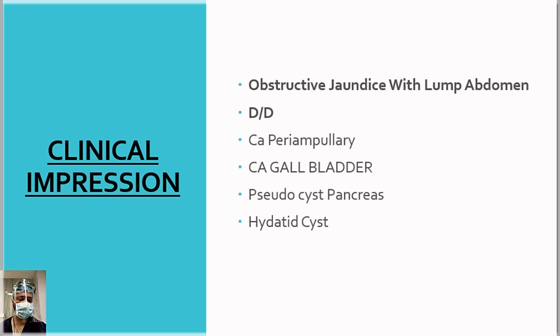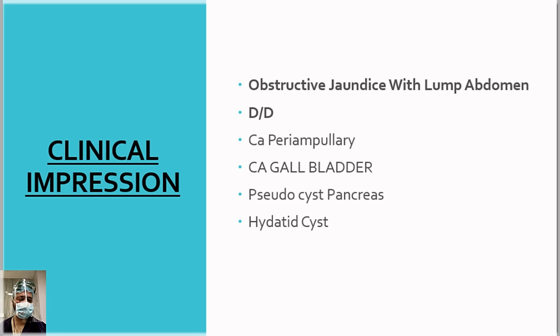So why we have kept the diagnosis of CA periampullary as a first possibility is that it is an elderly male with a short history of jaundice, that is 2 months history of painless progressive jaundice. Though there was a history of pain abdomen 8 months back, we thought these two events were not related. So we kept malignancy as a first possibility, that is CA periampullary followed by CA gallbladder.